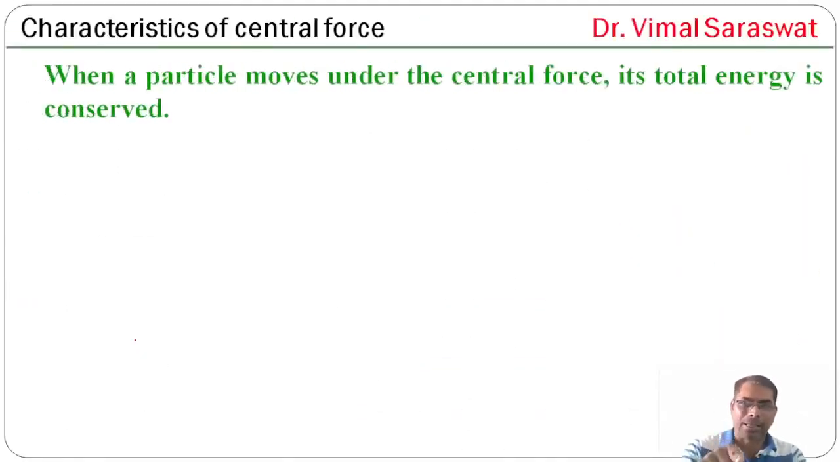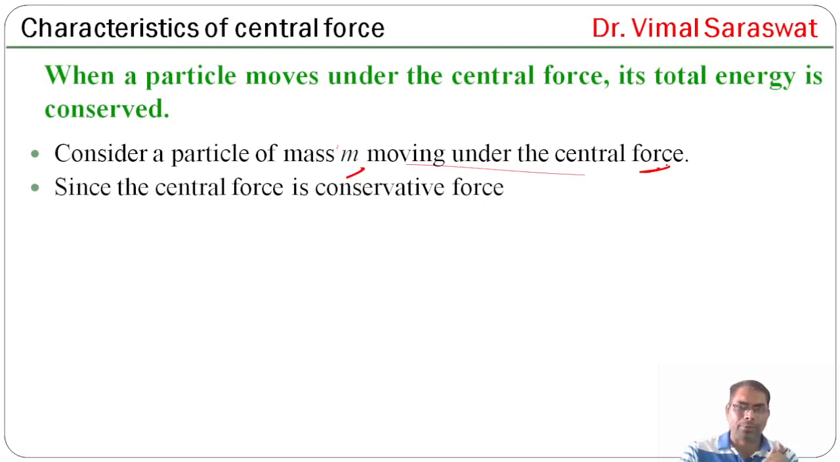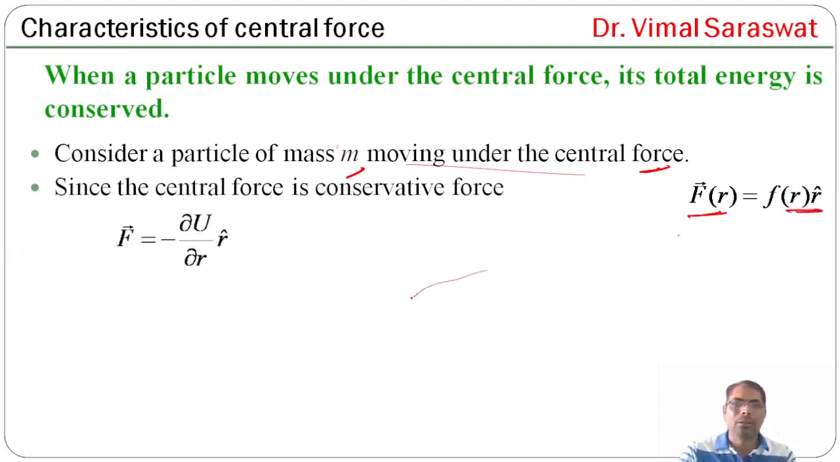Now, the next characteristic is, when a particle moves under the central force, its total energy is always conserved. For it, we consider a particle of mass m moving under the central force. Since the central force is a conservative force, and central force F is equal to F of r into r cap, so F equals minus del u by del r cap, and this u is actually potential energy. The relation between potential energy and force is F equals minus del u by del r cap.